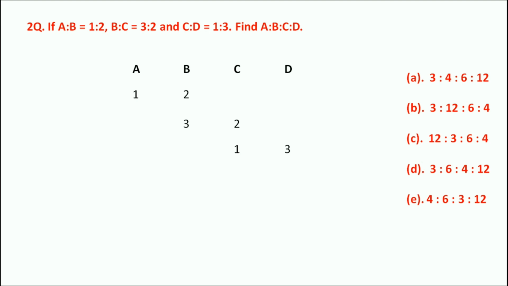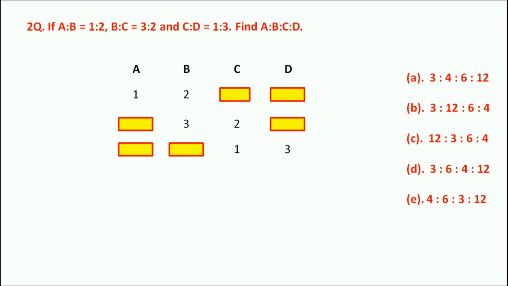After writing the three ratios, we can see some empty space below A, B, C, and D. Shift the adjacent values to those empty spaces. That is, in the first row there are empty spaces below C and D. Shift the adjacent value 2 to those empty spaces below C and D.